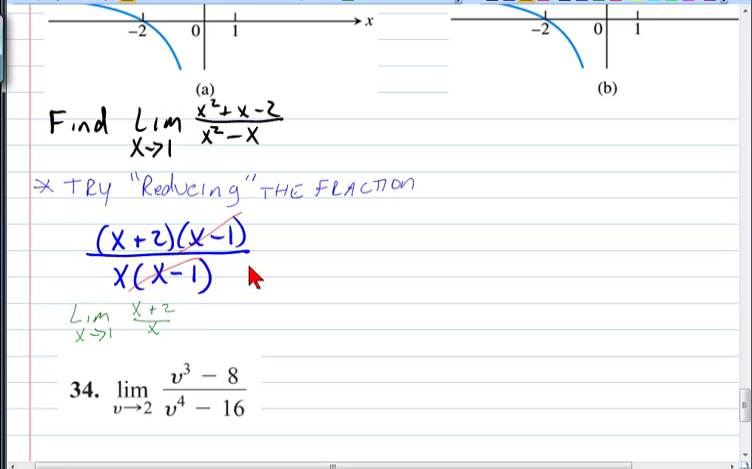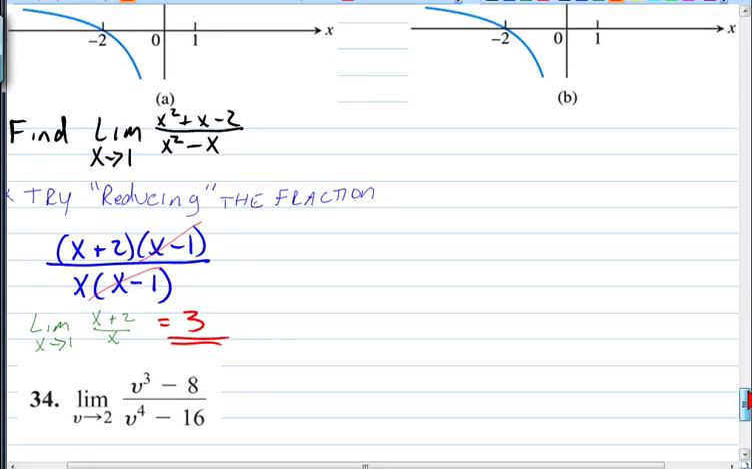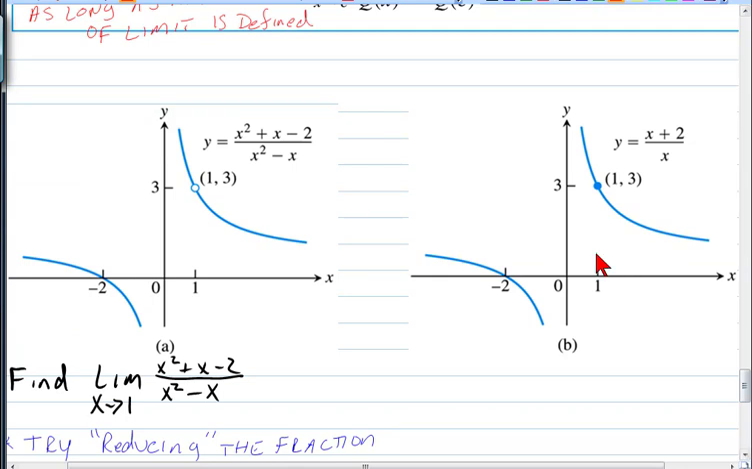And remember we said that this function and this function are going to be exactly the same everywhere except at that one point where x is equal to 1. So now I can plug in the 1 and I have a function that's defined there, and we end up with what? So that's 1 plus 2 is 3 over 1. This is 3. Okay? Part B. We have this function which is equivalent to this function. That's just a graph of the same function, only this one's defined at x equals 1. Okay?